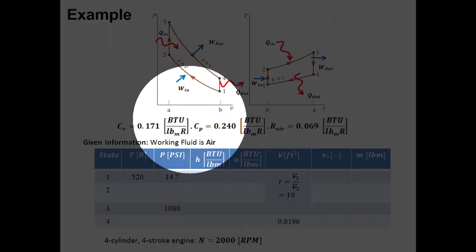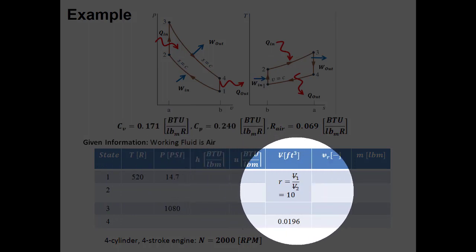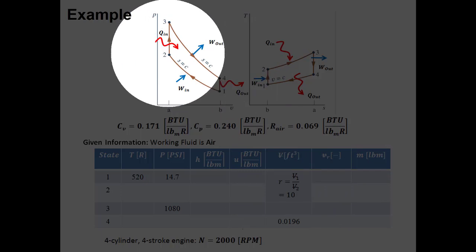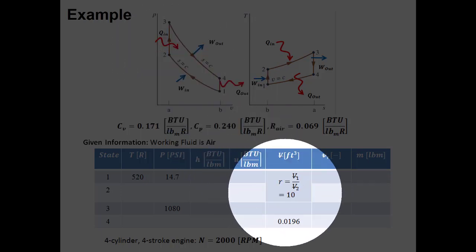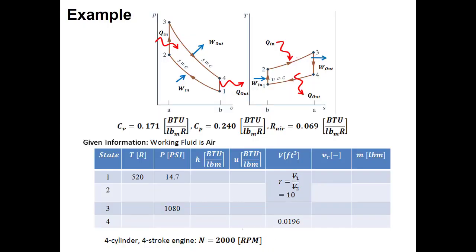We're told the temperature at state 1, the pressure at state 1, the compression ratio, right? That's going to be V1 divided by V2, our big volume divided by our little volume. We're told that's 10. We're told the pressure at state 3, and we're also told the volume at state 4. Finally, we're told that this is a 4-cylinder, 4-stroke engine with a rotational speed of 2,000 rotations per minute.